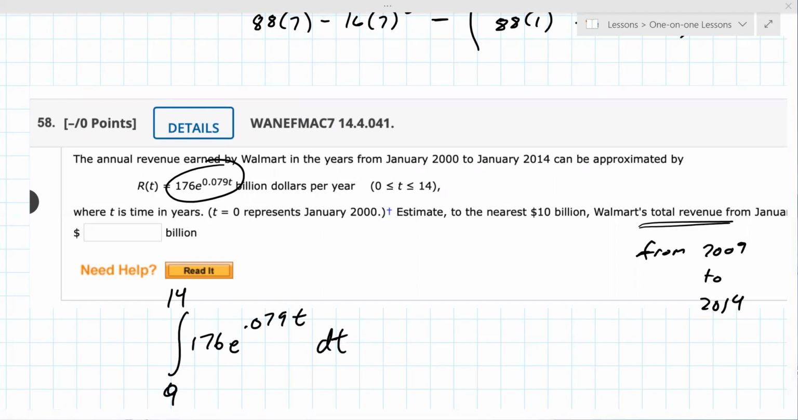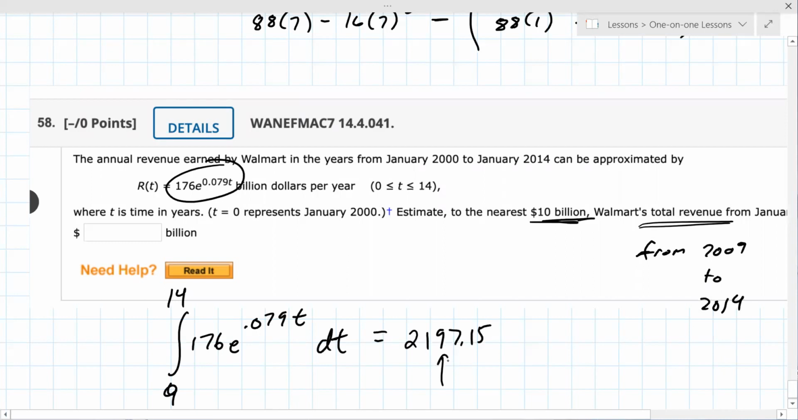So integral of 176e to the 0.079t. I get 2197.15, but it's rounded to the nearest 10 billion, so that's the tens place. That would end up being 2200 billion for that one.